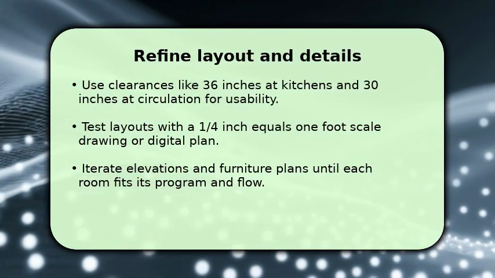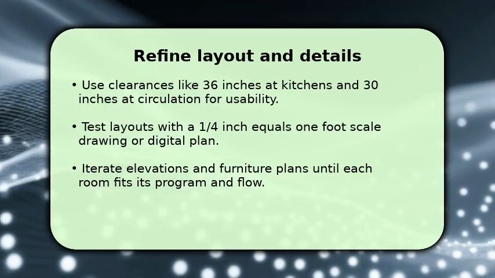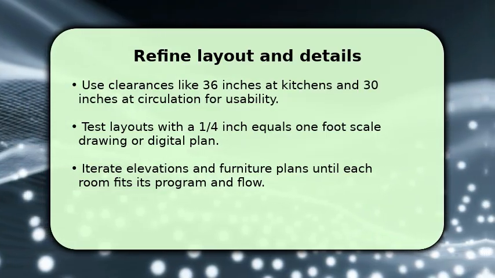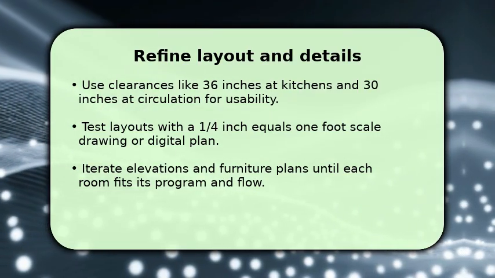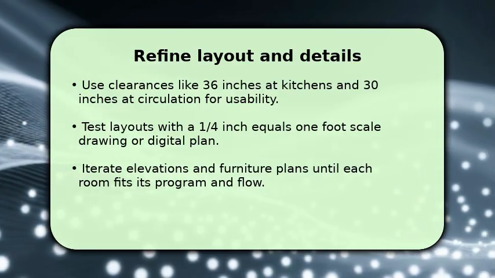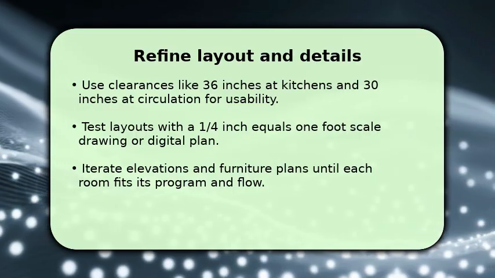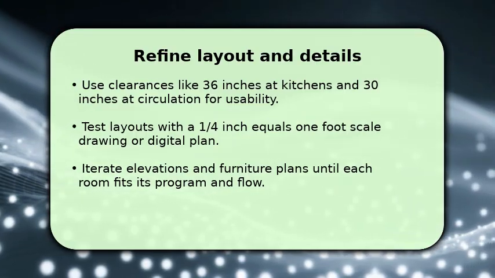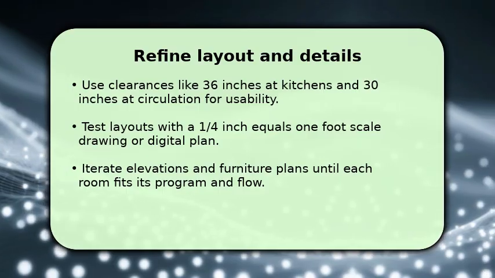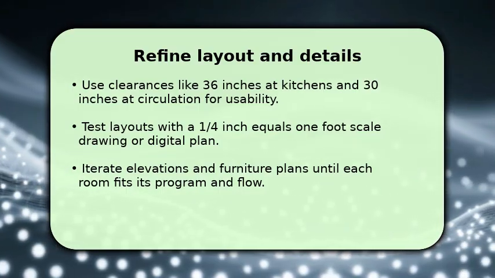Ensure kitchen work aisles are at least 36 inches and general circulation paths are about 30 inches minimum. Draw a scale plan at 1/4 inch equals 1 foot or use digital software to verify dimensions. Place representative furniture to confirm room function and adjust sizes until each space meets program needs.